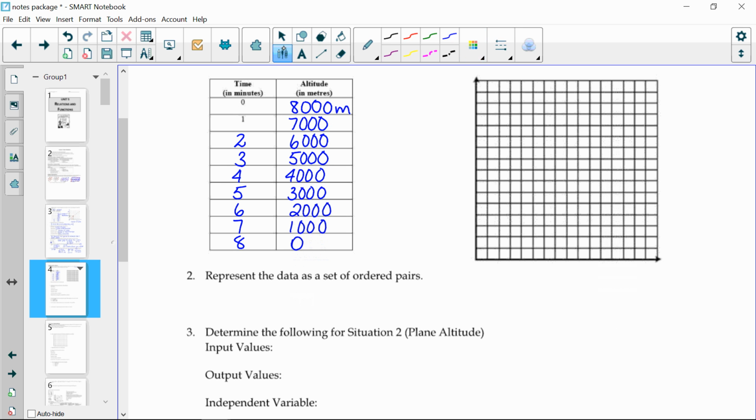Let's label our axes. We should always be labeling our axes. So I'm going to call this time. Time is the independent variable. Time is always going to go on the horizontal axis. Horizontal means side to side. And our altitude, I'm going to call it A. So our altitude is going to be in meters.